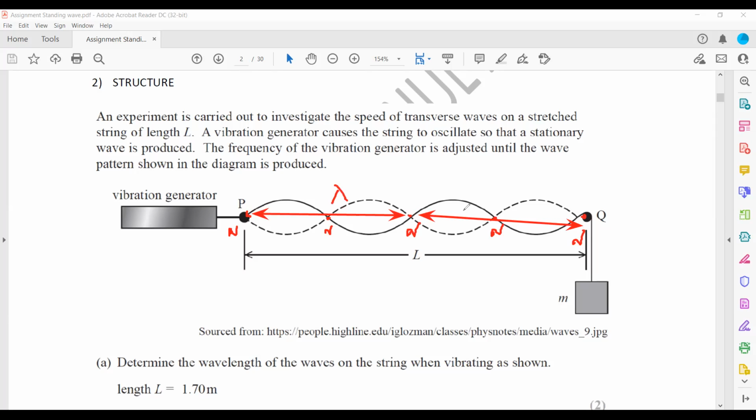So what does that mean the total length is? The total length is 2 lambda, because lambda plus lambda, so the total length is equal to 2 lambda, or the length of this string is twice the lambda. But in the question we need the wavelength, so how can we work out the wavelength? The wavelength will be equal to half of the length, so the total length 1.7 divided by 2, which is equal to 0.85 meters. Is it clear, this first part?